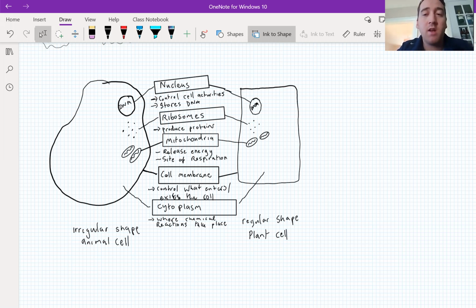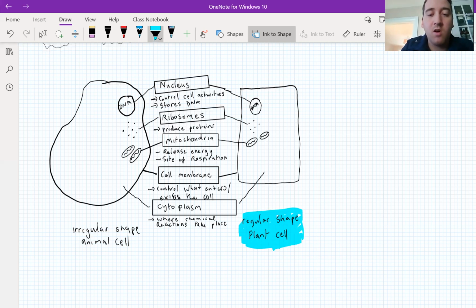Okay, so what I want to do now is talk about a few parts which are only present in the plant cell. So the plant cell has a few extra bits that we need to talk about. As we highlighted before, the plant cell has a regular shape. That's one way in which you can help identify if it's a plant cell or an animal cell. You will also be able to see if it's a plant cell if it's got any of these following parts that we're going to talk about, because only the plant cell has these.